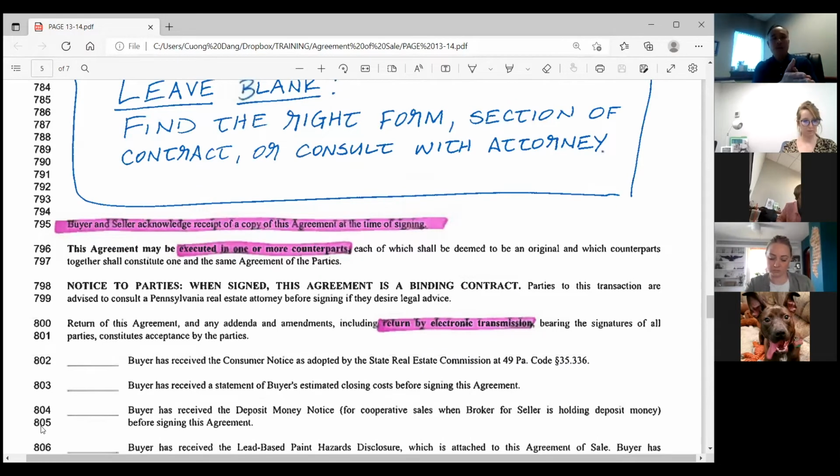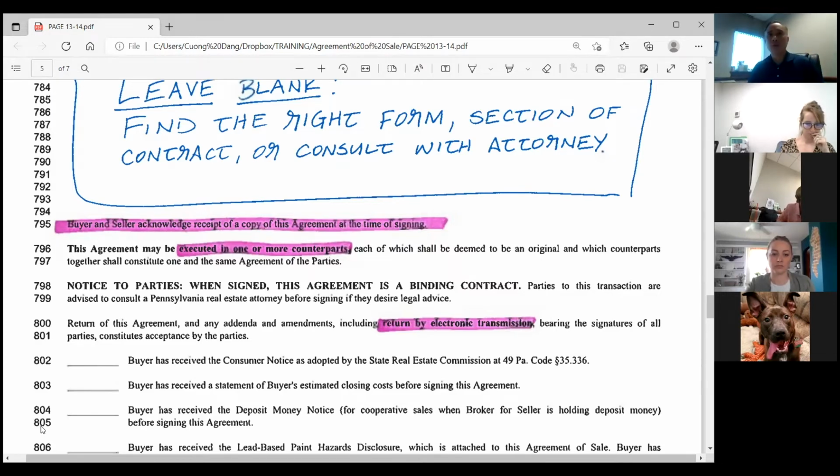Line 795: "Buyer and seller acknowledge receipt of a copy of this agreement at the time of signing. This agreement may be executed in one or more counterparts, each of which shall be deemed to be an original, and which counterparts together shall constitute one and the same agreement of the parties."